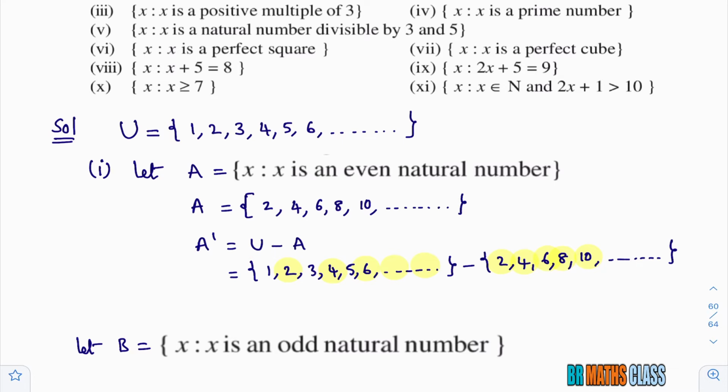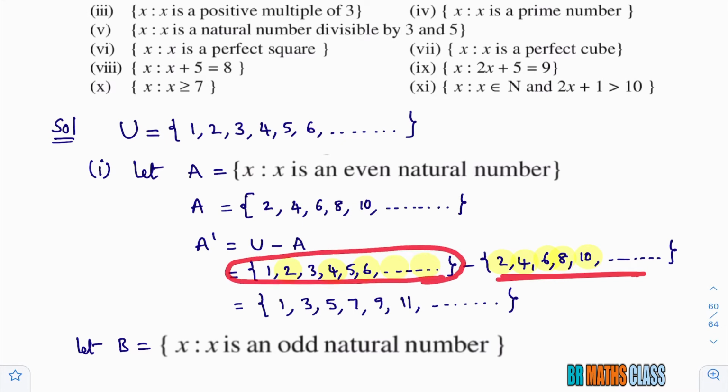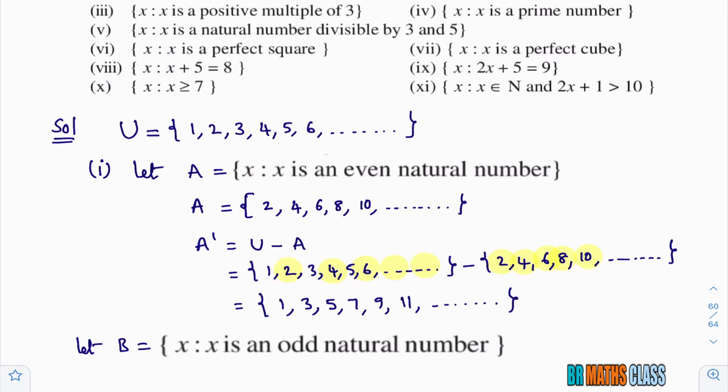Very simple. So if I write this answer, what will I get? The set of all odd natural numbers: 1, 3, 5, 7, 9, 11 like this. The set of all odd natural numbers. Other than even numbers, what elements are remaining in the first set? That you need to write. So this is A dash.